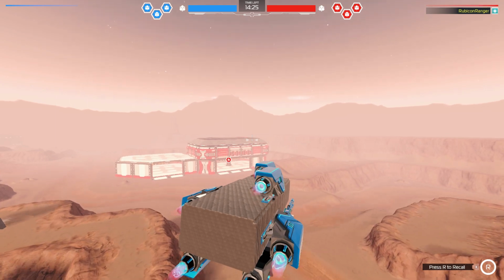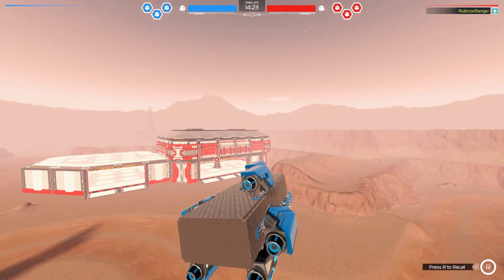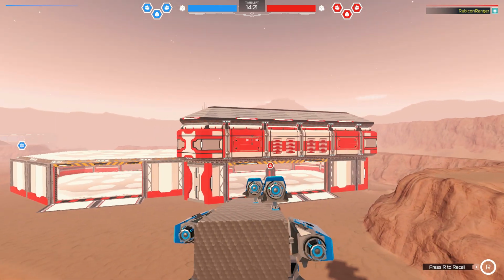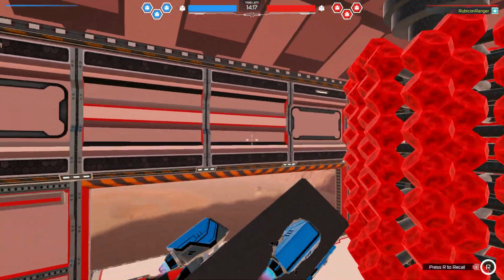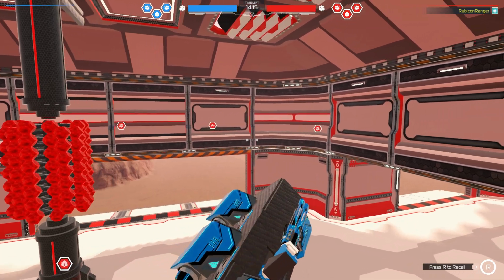So if I try and fly through that base over there carefully. So just altitude control and gyroscopes. Oh, no, guess not.